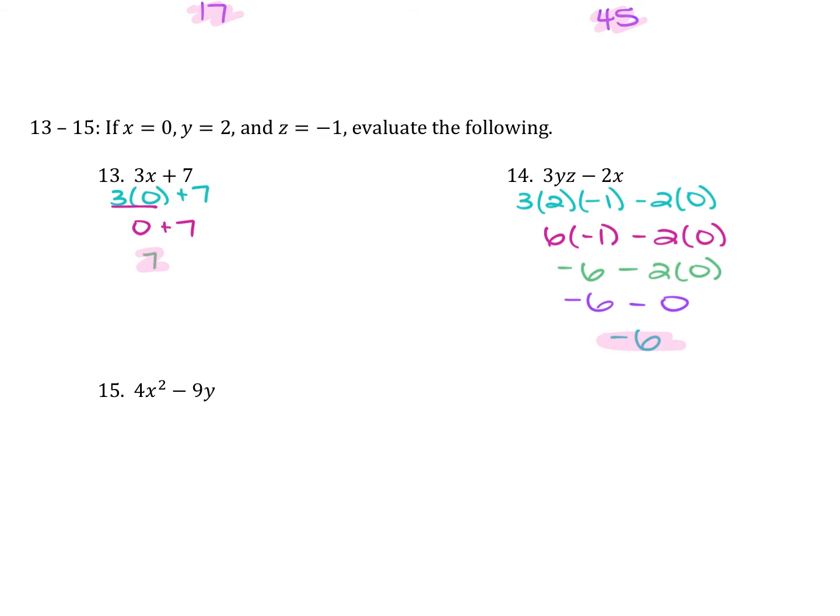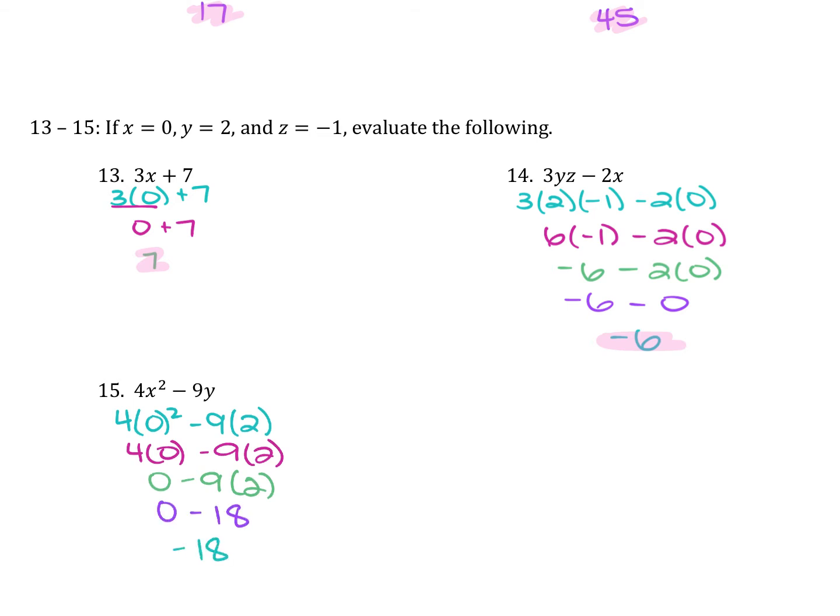For number 15, you have 4 times x squared minus 9y. That x is 0, so it's going to be 4 times 0 squared minus 9 times y, which is 2. The 0 squared is 0, so 4 times 0 minus 9 times 2. The 4 times 0 is 0, minus 9 times 2 gives us 0 minus 18, which is just negative 18.